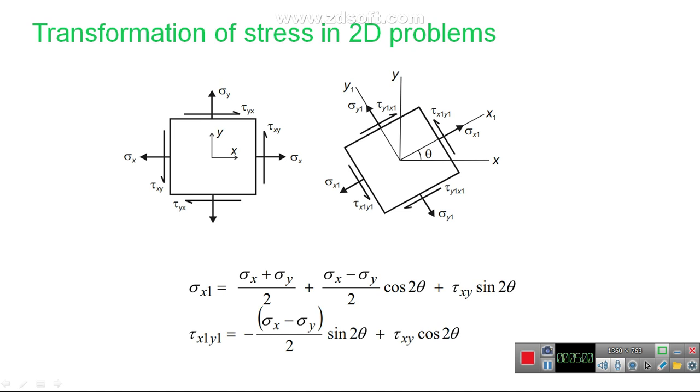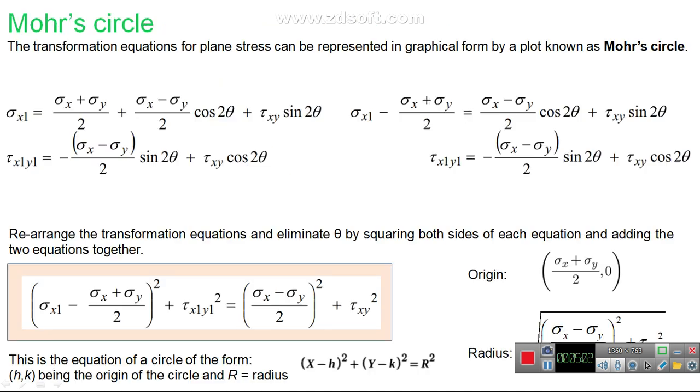Now we try to understand how Mohr's circle can be geometrically constructed from the stress transformation equations we have already seen. The stress transformation equations have been reproduced here. Now rearranging the equations we can write, sigma x1 minus sigma x plus sigma y divided by 2 is equal to sigma x minus sigma y divided by 2 cosine 2 theta plus tau xy sine 2 theta. Now squaring and adding the two equations, theta can be eliminated.